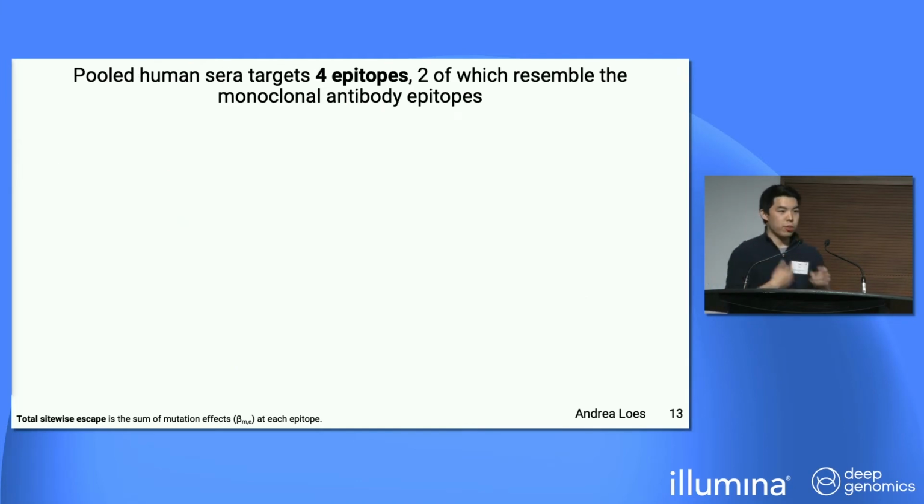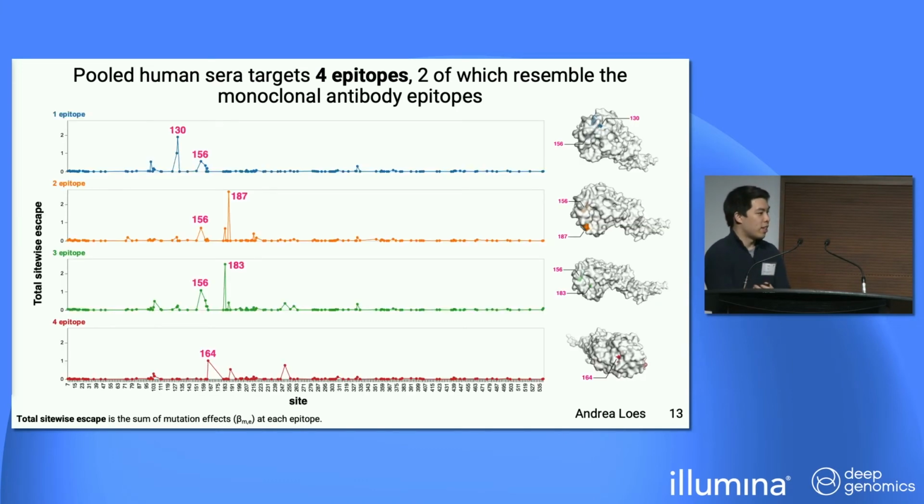The next thing we did was the exact same experiment, but this time with pooled human sera. The reason we did pooled human sera is because this is expected to be polyclonal, because you can imagine we're taking antibodies from multiple people and combining them together. What we were trying to see is, can our model actually figure out that there are multiple epitopes being targeted? And that's exactly what happened. We found that there are 4 epitopes being targeted by the antibodies in the sera, and they're escaped by these particular mutations.